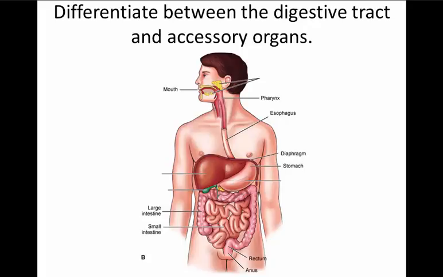Accessory organs are organs that are involved in the digestive process but are not part of the tract itself. So they will release chemicals into the tract in order to digest food, but the food does not travel directly through them. These include the salivary glands in the mouth, the liver, the gallbladder, and the pancreas, which is actually behind the stomach in the image shown here. These are all accessory organs, as mentioned, because they release chemicals into the digestive tract, and we will look at those a little bit later on in this unit.